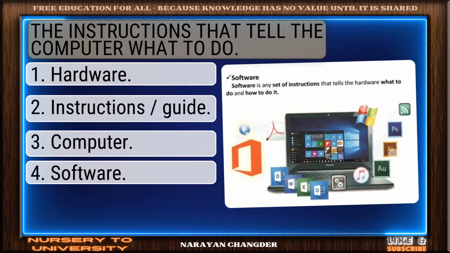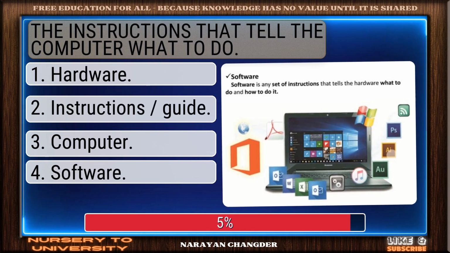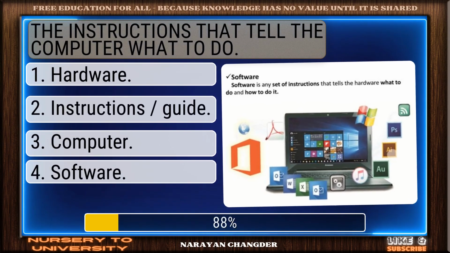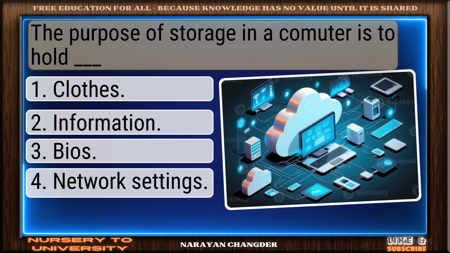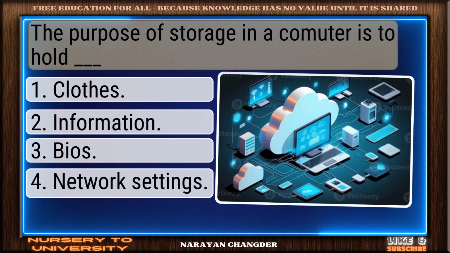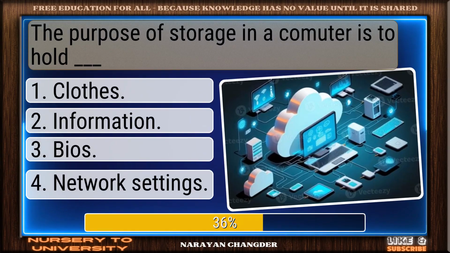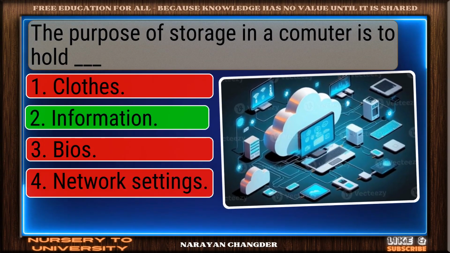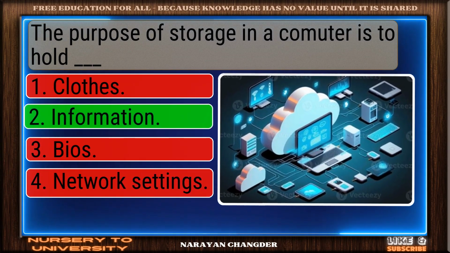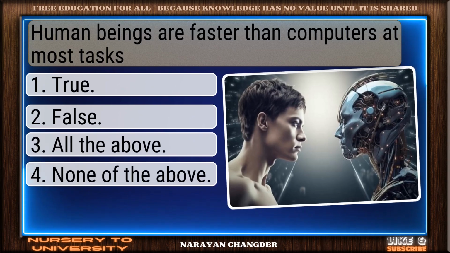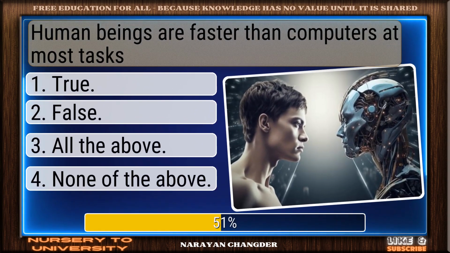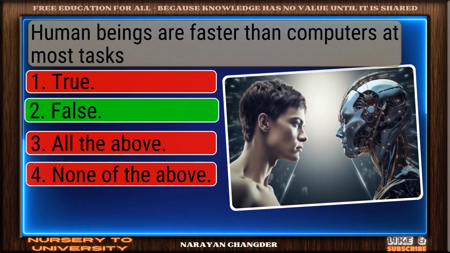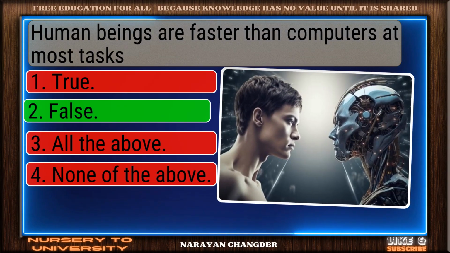The instructions that tell the computer what to do. Valid point. Software is true. The purpose of storage in a computer is to hold dash. Good job. Information works well. Human beings are faster than computers at most tasks. Bravo. False is the answer.